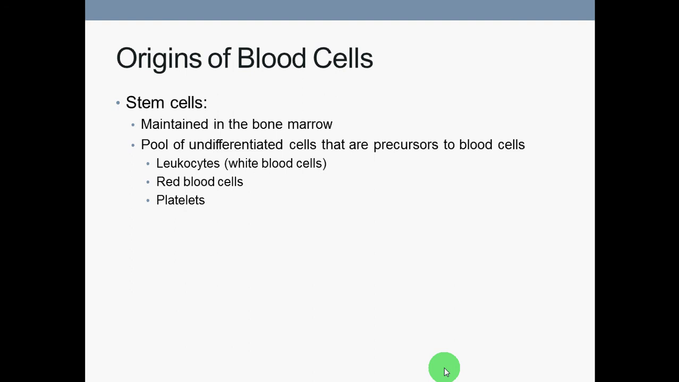And again, there's all kinds of blood cells. The type that we're going to pay the most attention to in the immune system are the leukocytes, or the white blood cells. Red blood cells also come from bone marrow. They're very important because they are what carry oxygen throughout your body. And platelets involved in clotting are also made from stem cells that originate in your bone marrow.